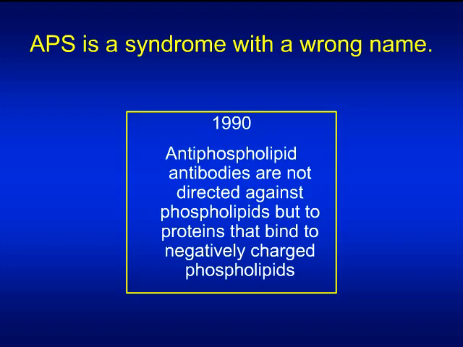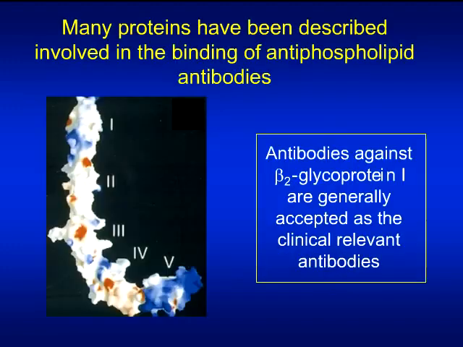After the definition, it was found out that the antiphospholipid antibodies that define the syndrome are not directed against phospholipids, but against proteins that bind to negatively charged phospholipids. And many different proteins have been described. I think there are more than 20 different proteins to which antibodies are directed in this syndrome. But we now all agree that antibodies against one protein, beta-2-glycoprotein 1, are generally accepted as the most relevant clinical antibodies.